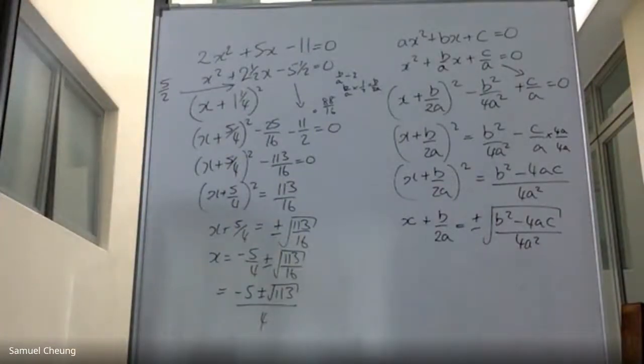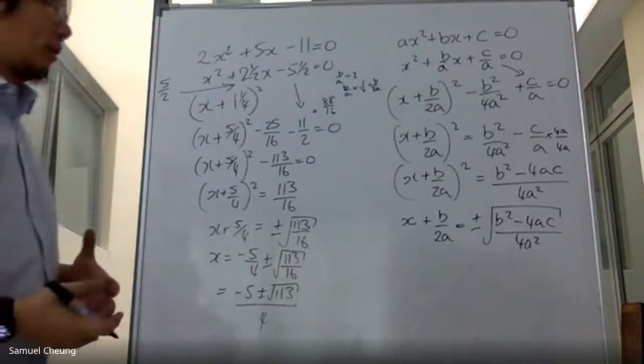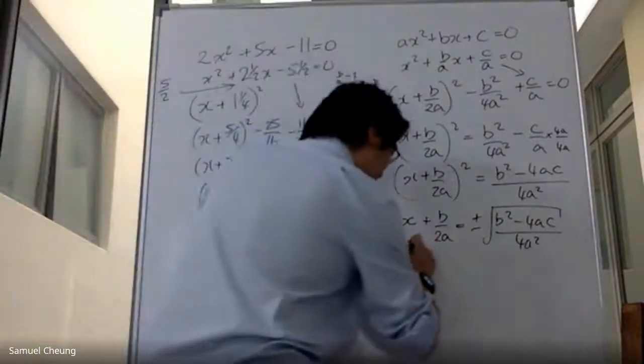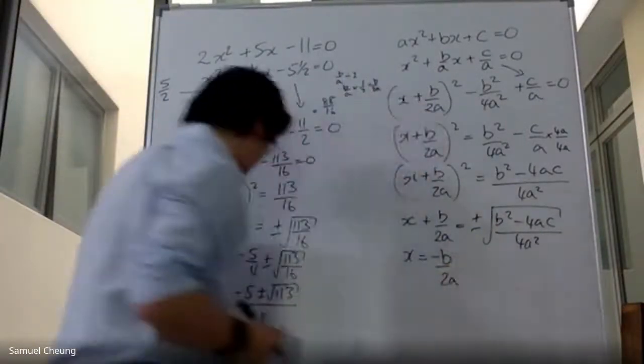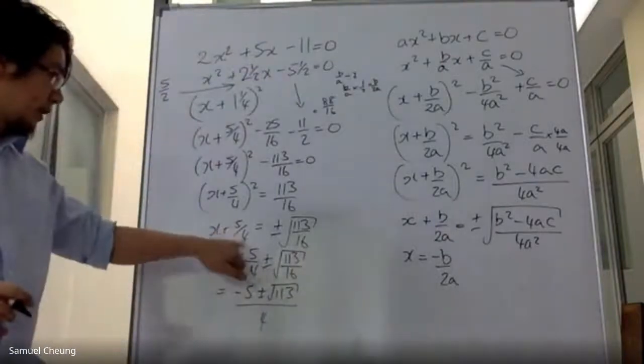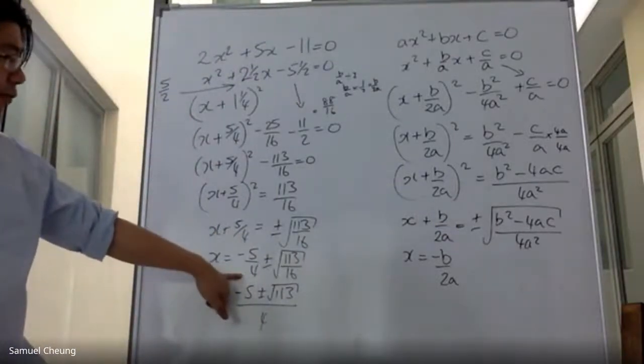Okay. This next step, I'm going to do two things at once. The first thing is really easy. I'm just going to take away b over 2a from both sides. That's the same as what I did here. I took away 5 and 4.